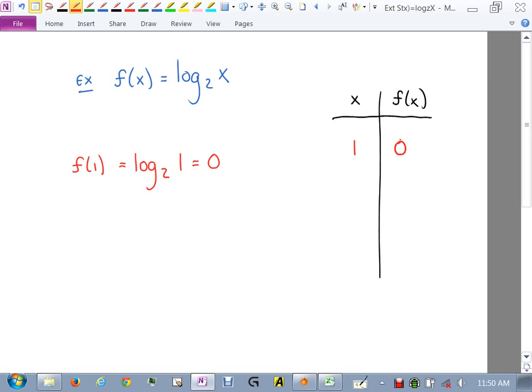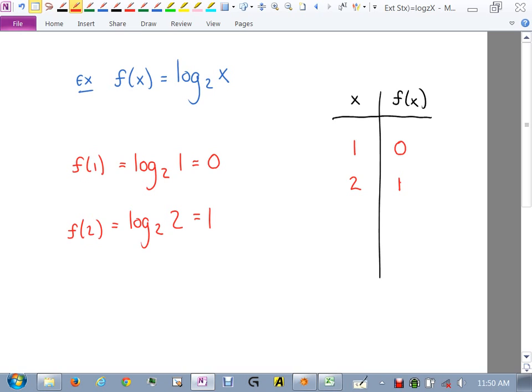Now, let's try and plug in 2. What's f of 2? What's log base 2 of 2? 2 raised to what power is 2? 1. Check it with the loop. 2 to the 1 is 2. That checks out. So the answer here was what? 1? Okay.